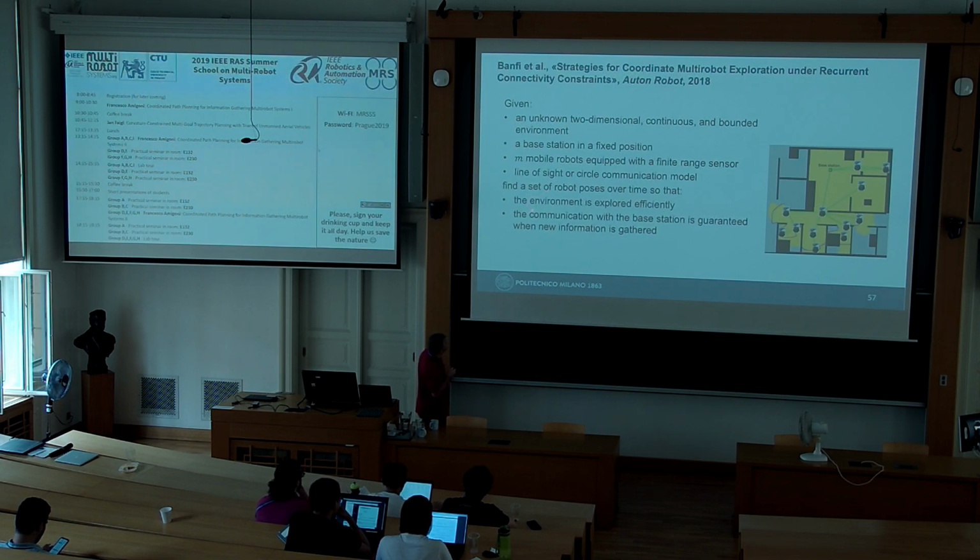The goal is to find at each step which poses a robot should take, so which positions a robot should reach, in order to ensure two things. The first one is that the environment is explored in an efficient way, and the second one is that when a robot discovers something new, there is a connection with the base station. So this is the solving algorithm for the problem of the victim that I have illustrated at the beginning.